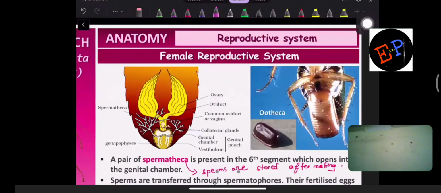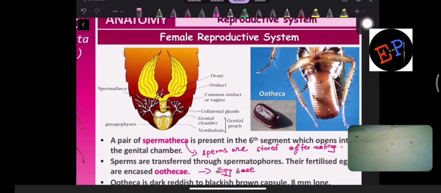Clear? So a pair of spermatheca. What is meant by spermatheca? Sperms are stored after mating. So a pair of spermatheca is present in the 6th segment, which opens into the genital chamber. Understood? This is another important point you should remember. What is the position of the spermatheca? It is present in the 6th segment. Clear? That's it. So sperms are transferred through spermatophores. Their fertilized eggs are encased in an ootheca. Okay?